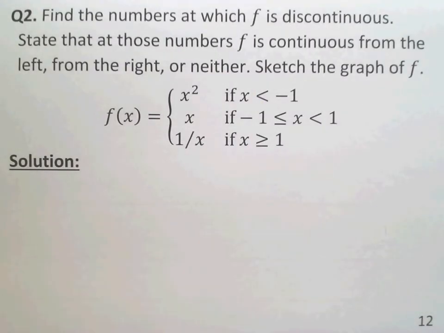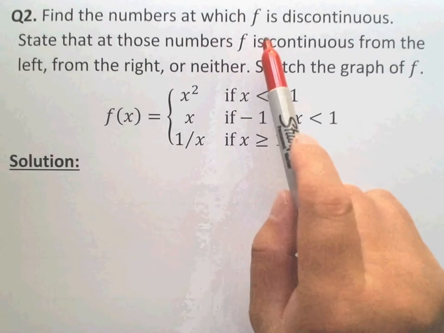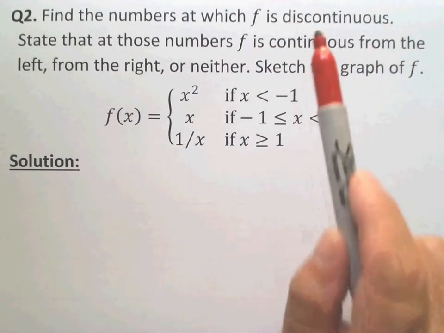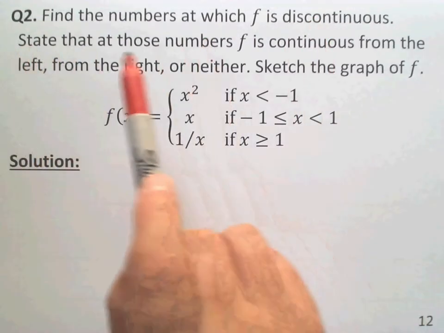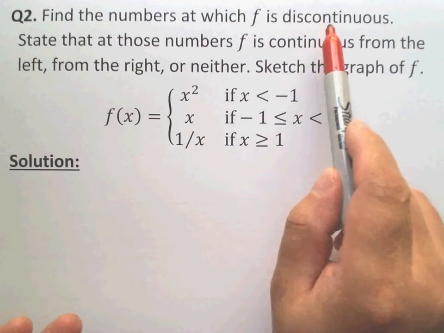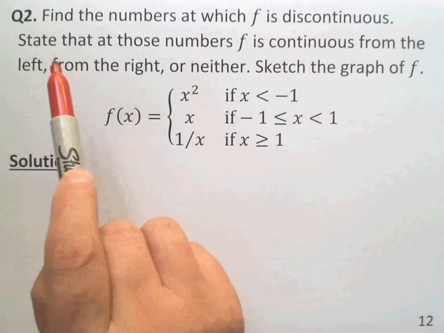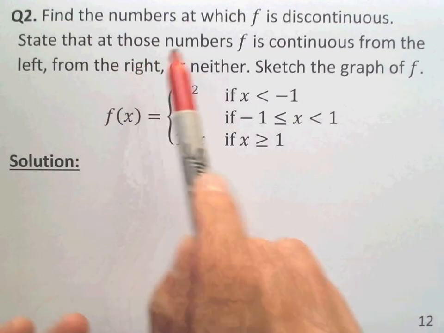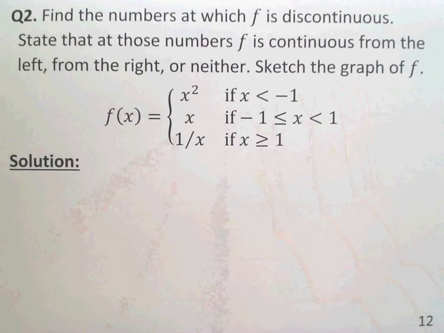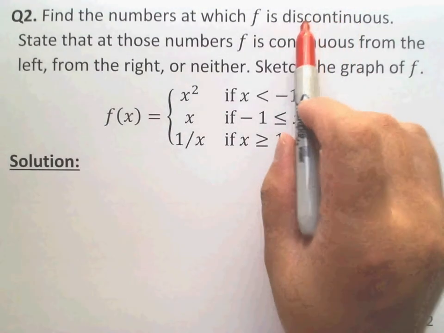Now let me show you another question. So here is finding the numbers. Okay, a little bit different. Can we see this question? We read the question first. Find the number at which f is discontinuous. Okay, I will show you where is that kind of point. State that at those points f is continuous from the left only, continuous from the right only, or none of them. This is the second question. The third question is draw the piecewise function.